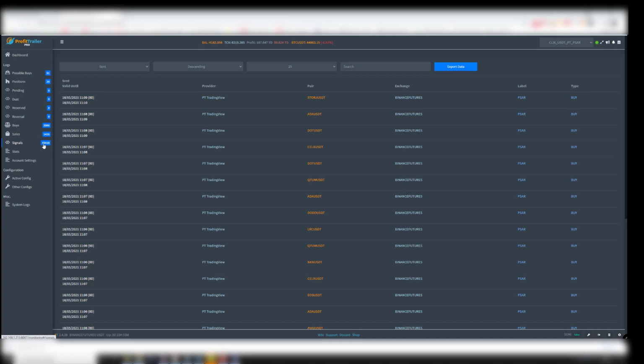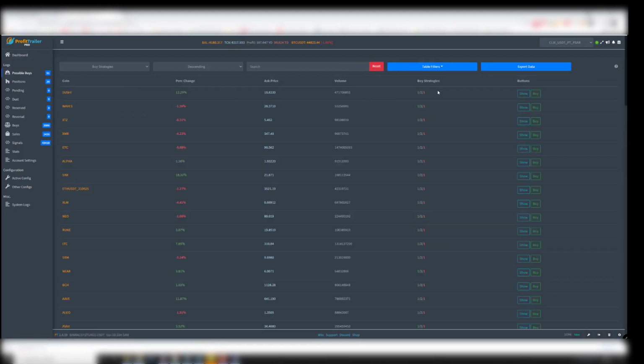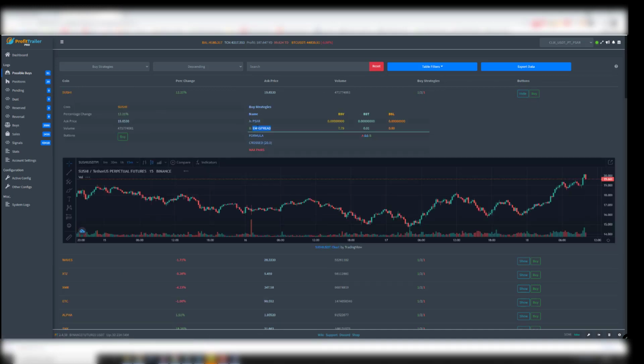As you can see here, signals, 43,000 signals to buy. You can see here the coins, ADA, DOT, and others, all of these are firing on my TradingView. And if this fires, and you can see here, if SUSHI has these two as green, so if PSAR fires a buy order for SUSHI and EMA spread is green, which it is at this moment, then it will buy it as per the formula.